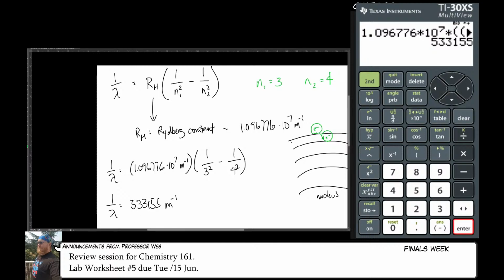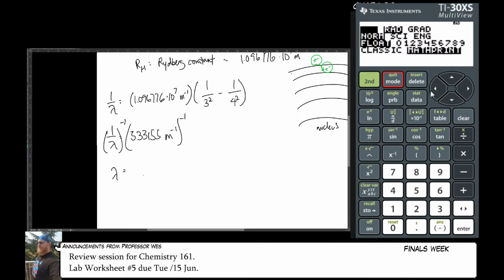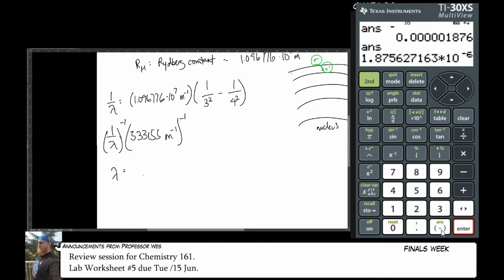And then what I can do is, well, I don't want 1 over lambda, I want lambda, so I'm just going to take my answer and raise it to the -1. And so that would be my answer in meters. So lambda is just, if we do this, we get 0. Well, you know what, this is silly. There you go. 1.875. I don't know how many sig figs we get. I don't care about sig figs for this.